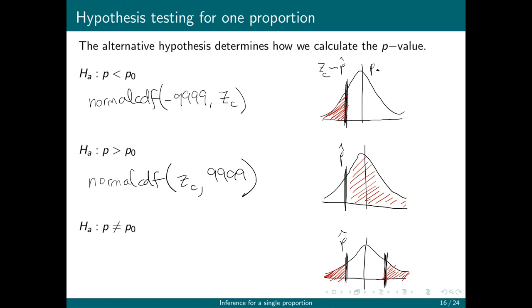All right, well, instead of doing two separate normal CDFs here, I can use the fact that the normal distribution is symmetric, and I can do 2 times the normal CDF of the absolute value of my z-score up to 9999. It has to be the absolute value because the thing you're doubling has to be less than 50%. But what this is going to do is count the probability that you get something further away from your supposed true parameter in either direction.